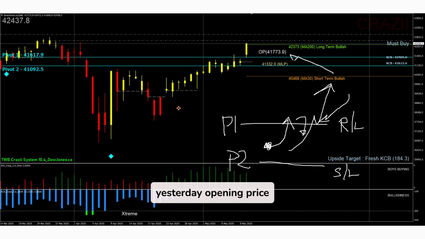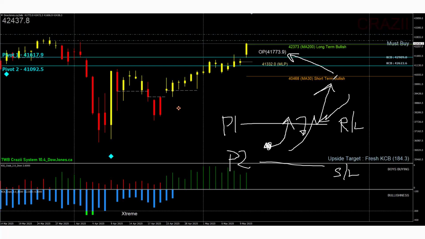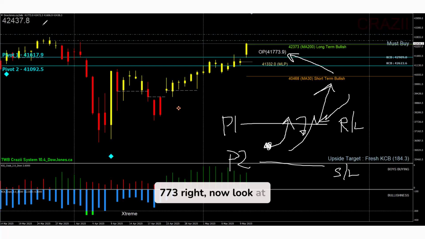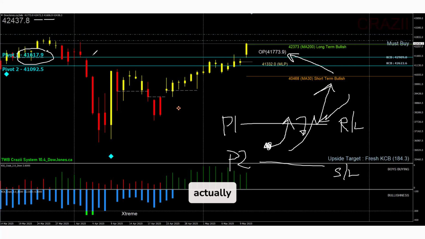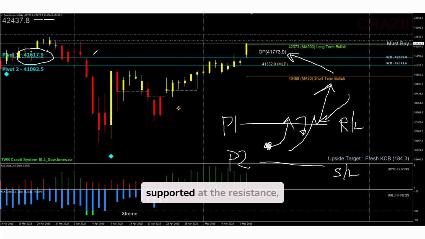Yesterday's opening price is 41,773. Now look at the low here. Open, high, low, close. The low itself was 41,606, which means the market actually touched pivot 1, and then rebounded. So the market was resisted, then went up, broke resistance, pulled back, got itself supported at the resistance, and then shot up.